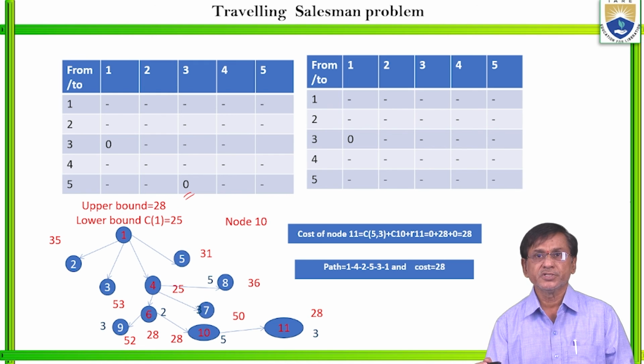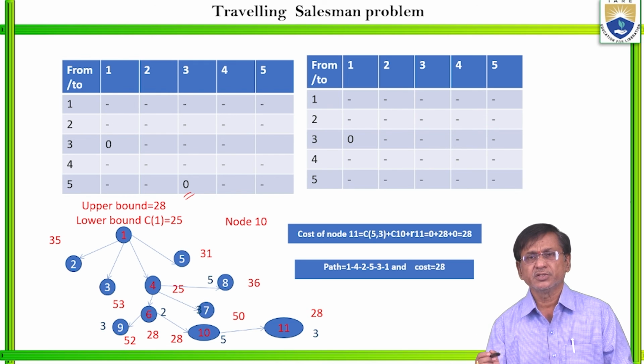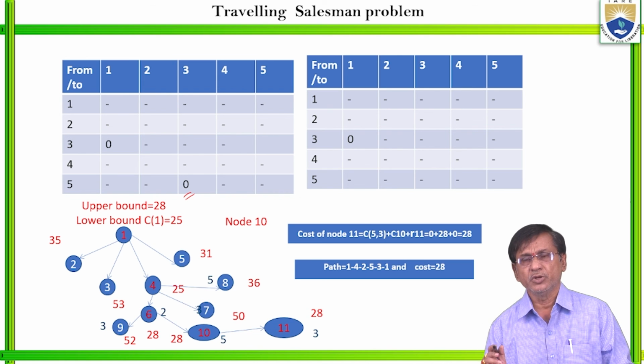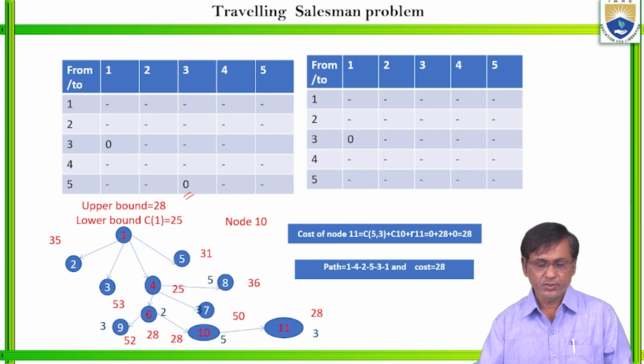So this is the procedure for finding out the solution of a traveling salesman problem. If any number of cities may be there, then by using this branch and bound technique, we can find out the solution.